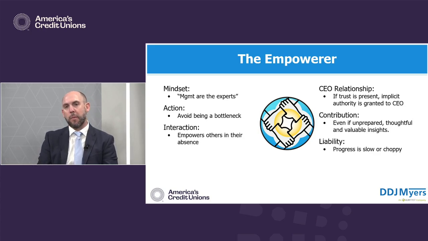So the liability here is that progress can be slow and or choppy because there are things that the board chair needs to weigh in on. We need that insight, we need that perspective, and if they are feeling like, I'm empowering the committees or the rest of the board, or the CEO, but yet the board chair needs to weigh in, then progress can be slow, and that can be frustrating to the CEO and or other board members.